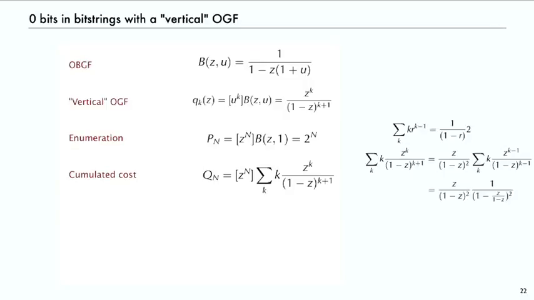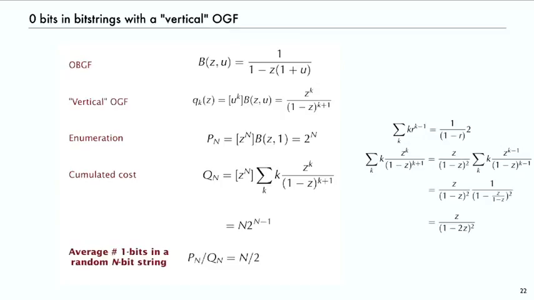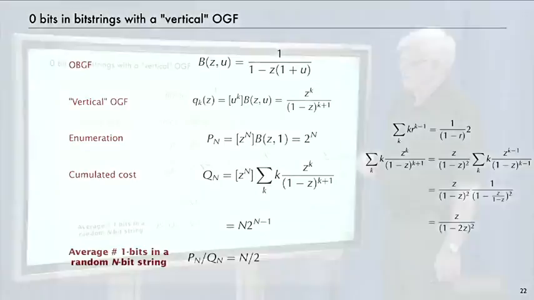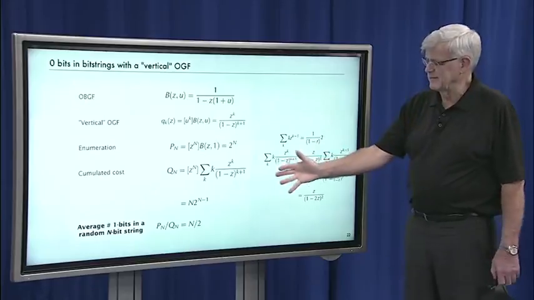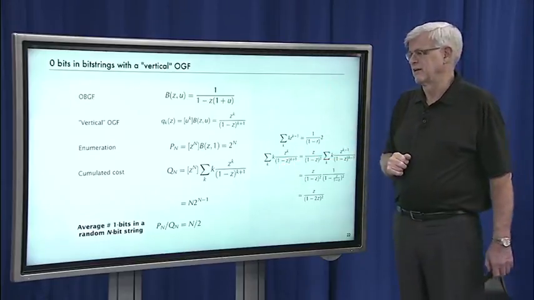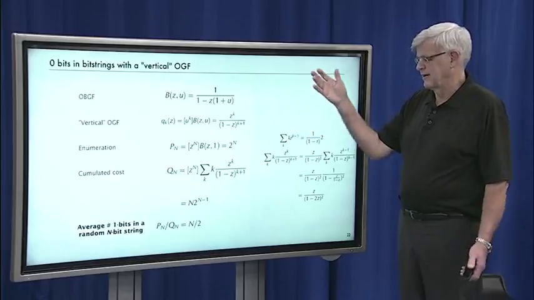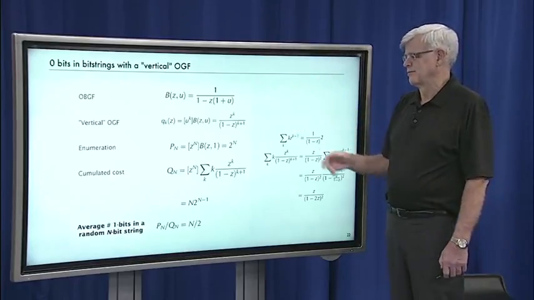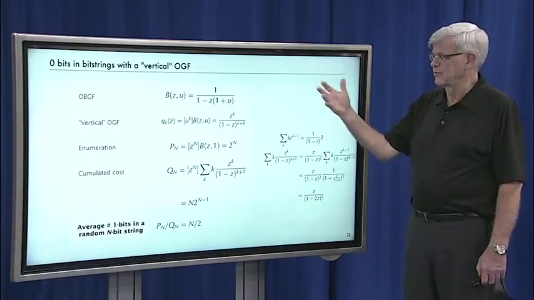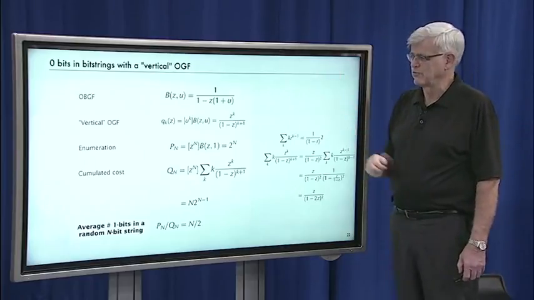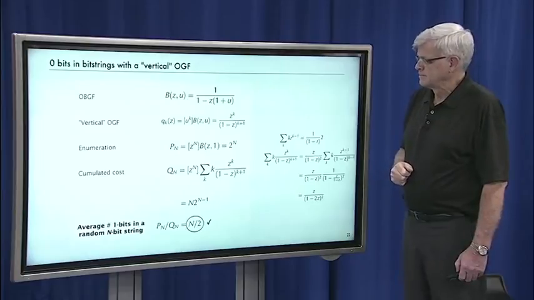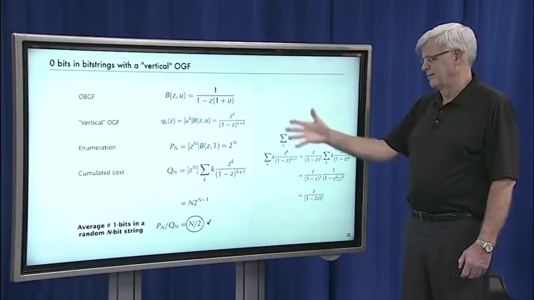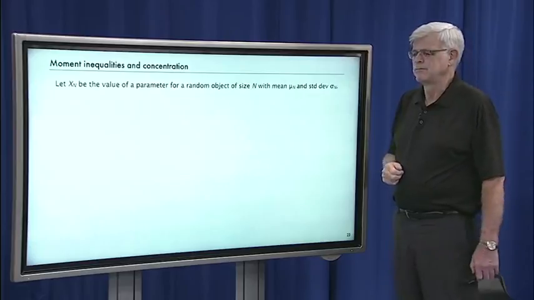And here are the details for those of you who are used to those sums. That sum evaluates to z over (1 minus 2z) squared. And the coefficient of z to the n in that is n times 2 to the n minus 1, so we get n over 2 as before. And again, in this case, it's more work to get the same answer, but there are some cases where it's less work. And it's just a matter of the order in which we extract coefficients. Usually, it's better to use the horizontal where we extract the coefficient of z to the n first. And in this simple example, we're always getting n over 2.